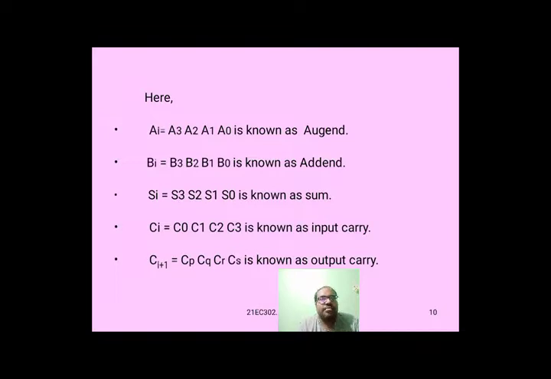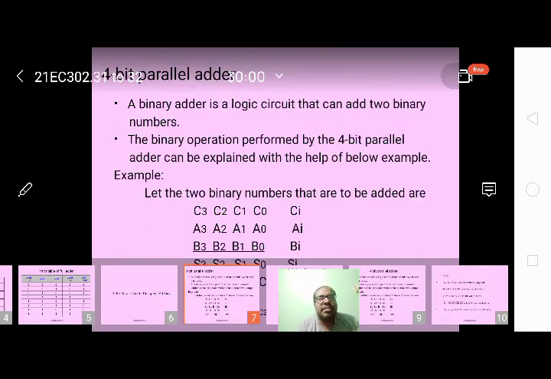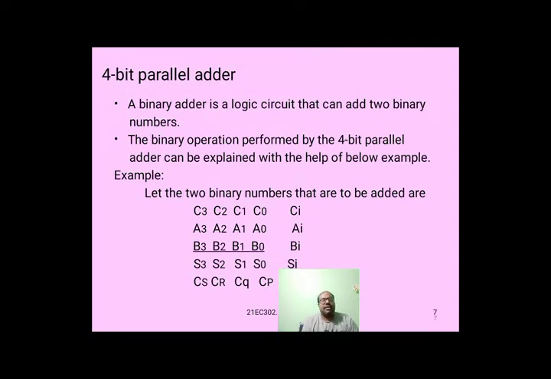Please make a note of this 4-bit parallel adder in your notebooks. Most important one, with example also. Here augend is there, addend is there, sum is there, carry out is there, carry in is there. We must know each and every part of the parallel adder for getting the outputs. Please note each and everything clearly and without any mistake.